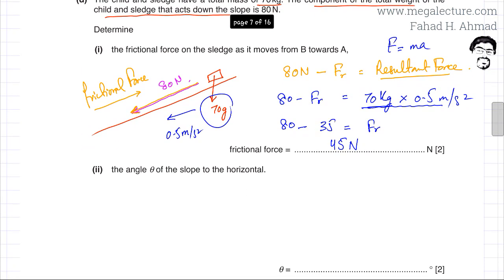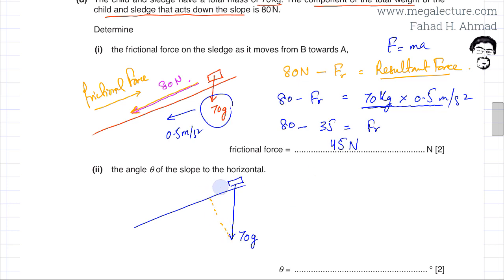The next part of the question wants us to calculate the angle theta, the slope of the slope to the horizontal. Now again, I'm going to redraw this diagram quickly. So there is a sledge over here, and it has a downward weight, the downward weight is 70 kg or 70 Gs. That's the downward weight. And the component of this downward force is 80 newtons. How do you find the component down this slope? The way you find the component is you make a triangle. So let's draw a triangle.